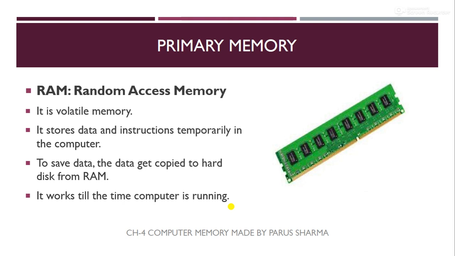It works only when electricity is there and the computer is working. If you don't save your data, it vanishes. It stores data and instructions temporarily on the computer. To save data, you should copy it from the RAM to a hard disk. It works till the computer is running. If you are doing some work and the lights go off, your data will not come back. That is the primary memory, the RAM. And if you have saved it for later work, then it is on the hard disk, that is secondary memory.